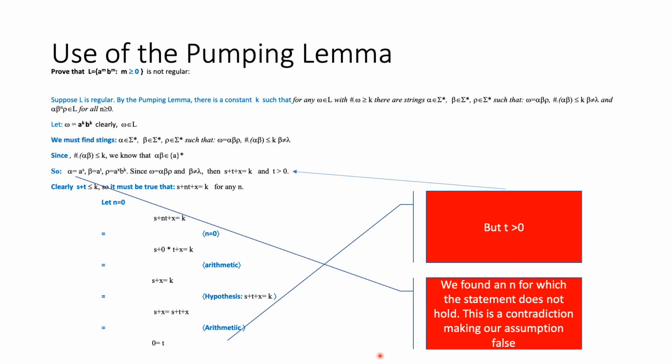However, this contradicts the fact that T is greater than 0. Therefore, we found an n for which the statement does not hold. This is a contradiction, making our assumption false. The only thing I had assumed was that L is regular. Therefore, L is not regular. The next proof, this part will be the same, but it's a different language.